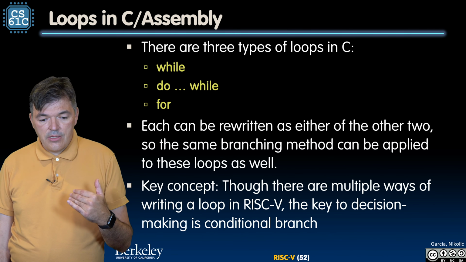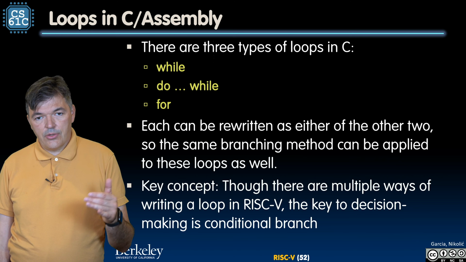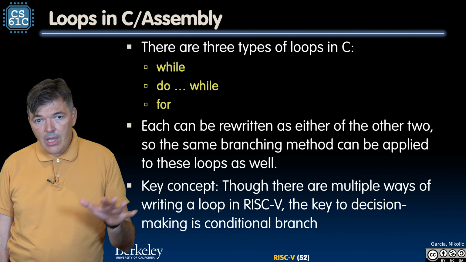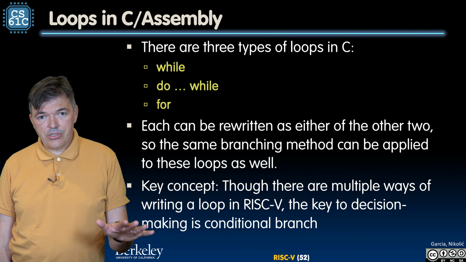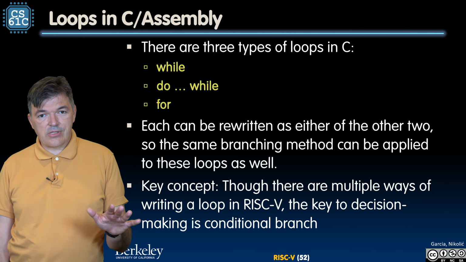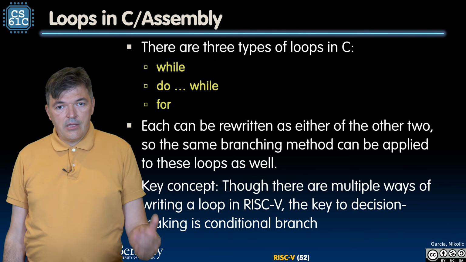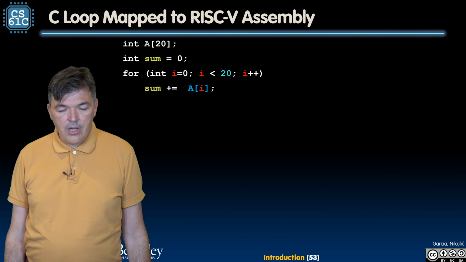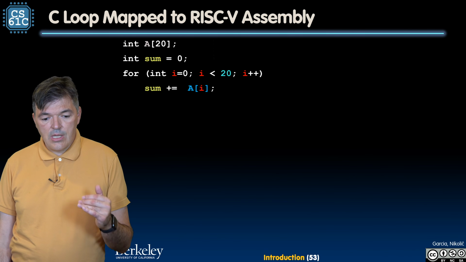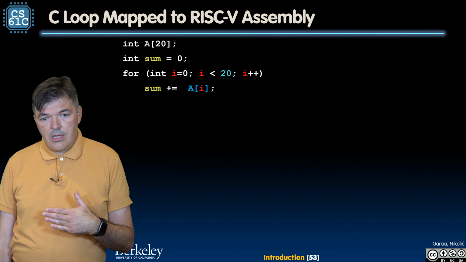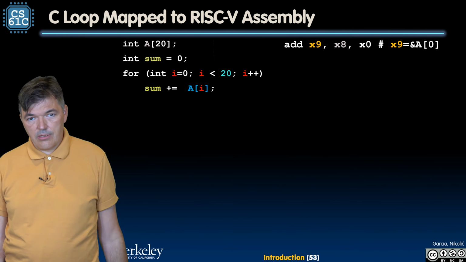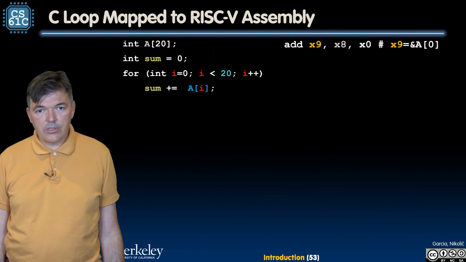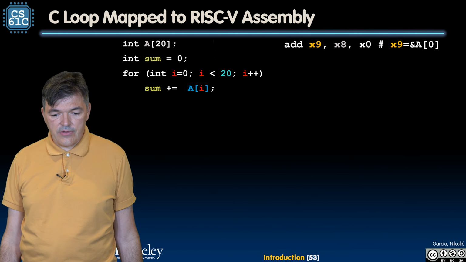So you'll find different types of loops in C, for example, while, do while, and for. They are mapped onto exactly the same set of branching instructions that we have seen so far. No difference there. Let's take a look at a little bit more complex example here. So here is a piece of C code that looks at an array of 20 integers and adds them all up. Color coding here is used to easily identify which registers correspond to which variables.